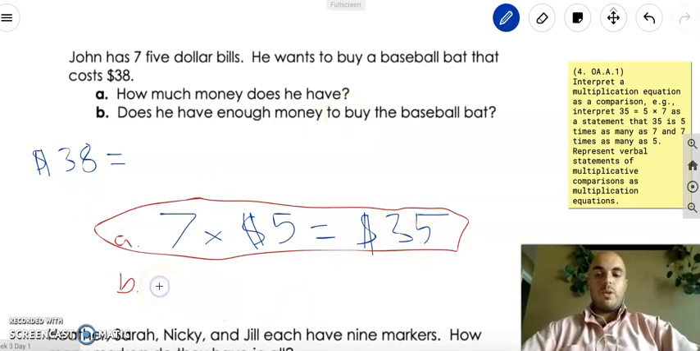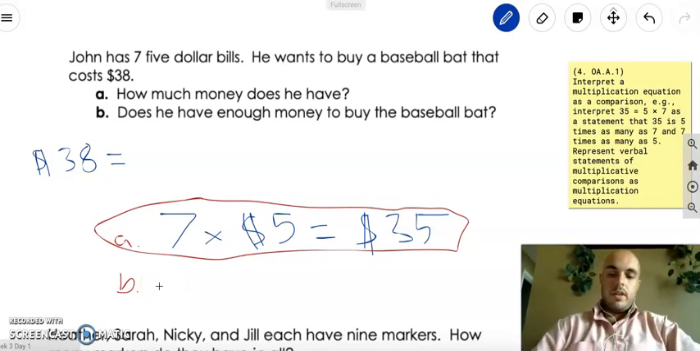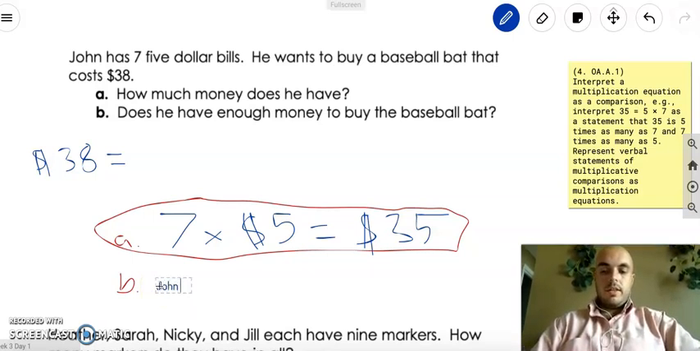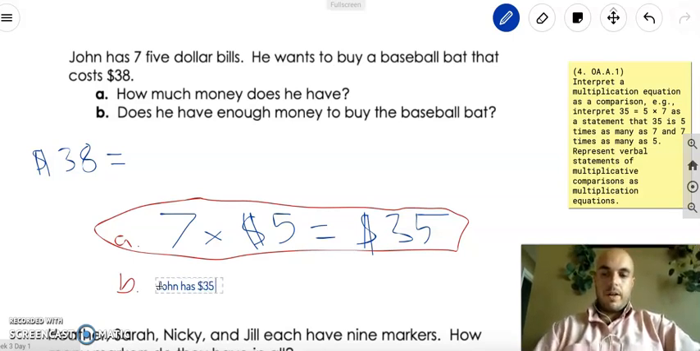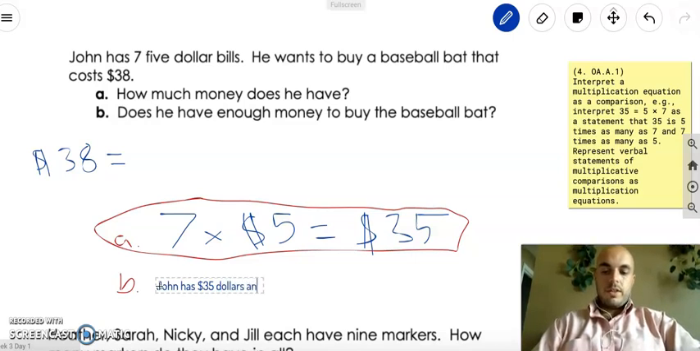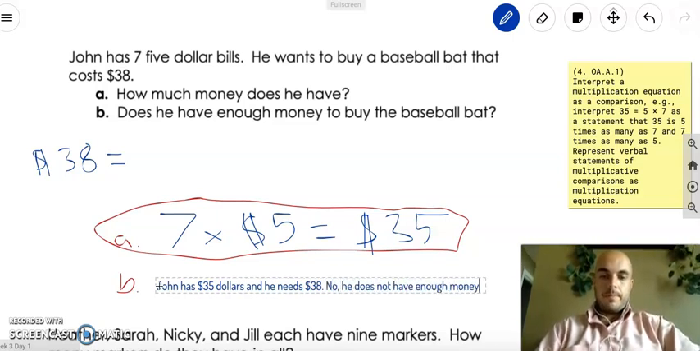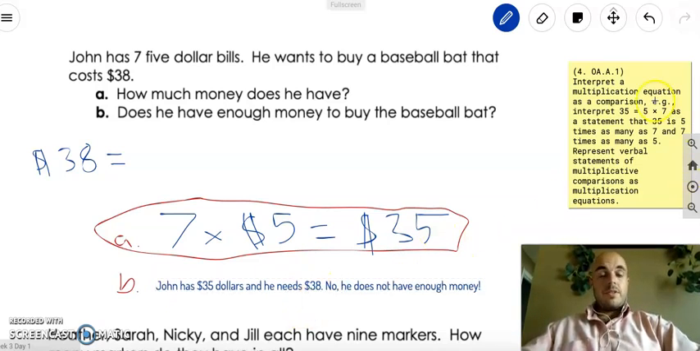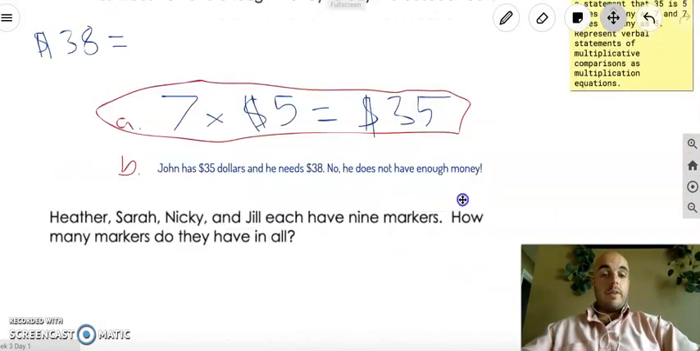Close, but not quite. So I'm going to say, as an explanation, John has $35, and he needs 38. No, he does not have enough money. Great. So that's a very basic intro to multiplicative comparison. Let's see how it develops from here.